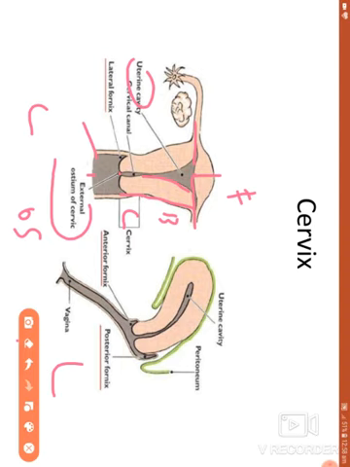Here it communicates with the uterine cavity. The cervical canal is communicating with the uterine cavity superiorly. This opening is called the internal os. The part between the internal os and the external os is the cervix.